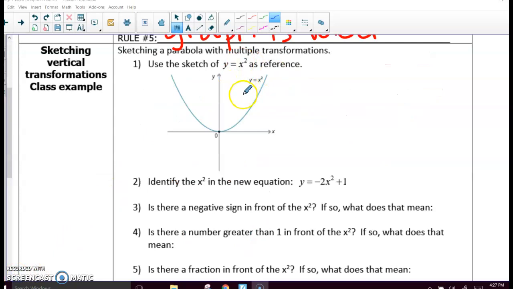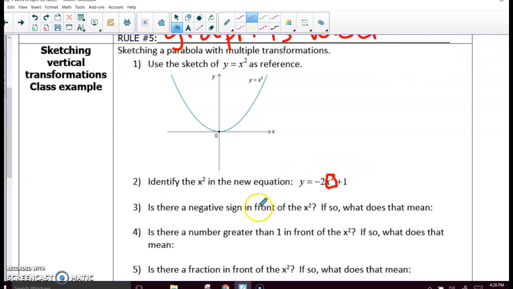So up to this point, you should have been able to easily graph or sketch y equals x squared. Y equals x squared is a parabola that opens up and goes through the point 0, 0. Using that as a reference, we are going to be able to graph y equals negative 2x squared plus 1 without using any tools. No Desmos, no calculator. We're going to use the tool of our mind. So identify the x squared in the new equation. So my x squared is right there. So let's answer these questions.